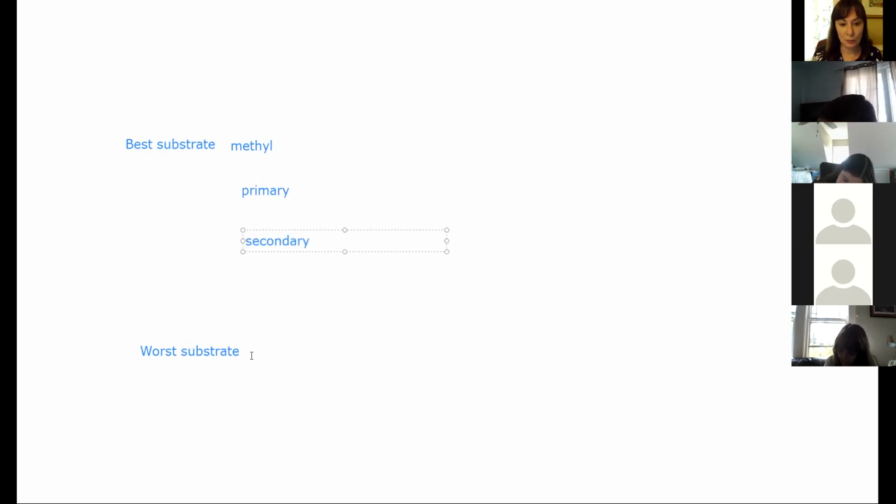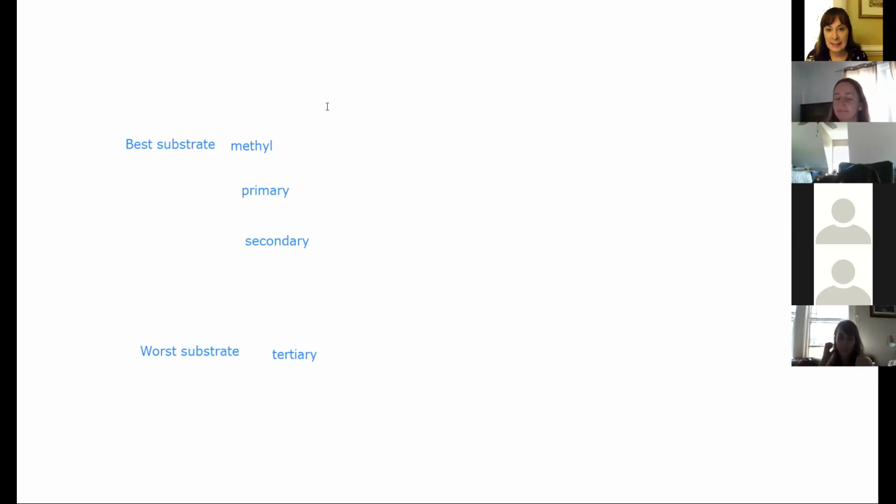And what is the absolute worst substrate that we could have for this reaction? Tertiary, right? I feel like I'm working extra hard today to read your minds, guys. So methyl is the best substrate. Primary, still good. Secondary, we can do it, but it's going to be tight. And tertiary, we better not try to do this reaction on a tertiary substrate. Okay? This is something that can go in the notes section as your best substrate and your worst substrate. Can we add that to our notes section?